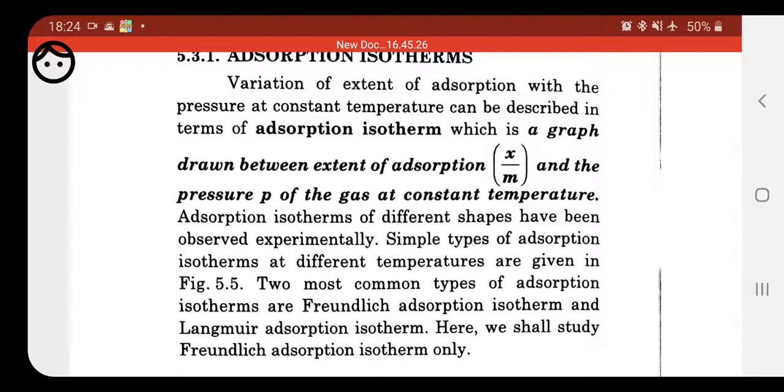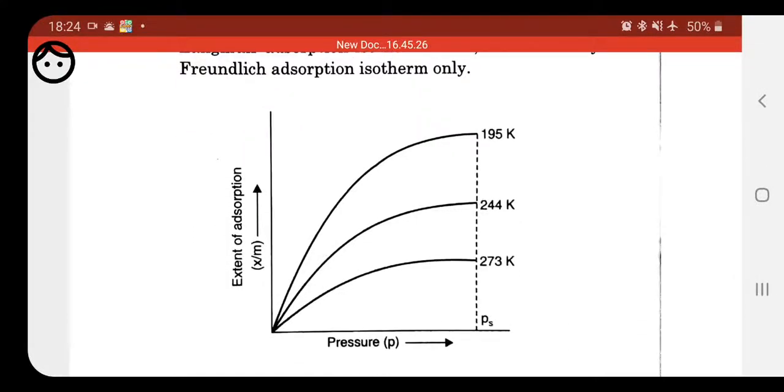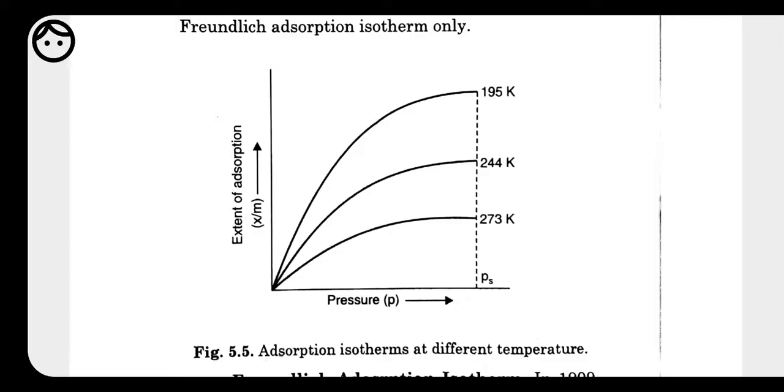So we will be taking x upon m as extent of adsorption and p as pressure, and whenever we are plotting the graph between pressure and extent of adsorption at constant temperature, here I am going to discuss what the graph looks like. See, this is the graph in which we have extent of adsorption, x upon m, plotted against pressure. Here we are keeping temperature constant. First we are taking temperature as 195 Kelvin, and here we are going to increase pressure.